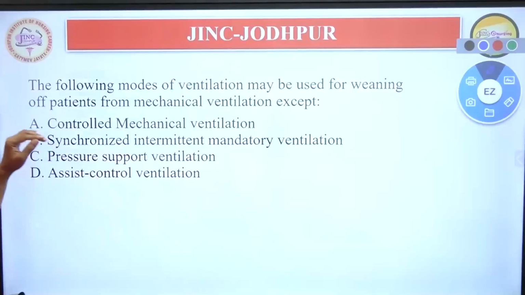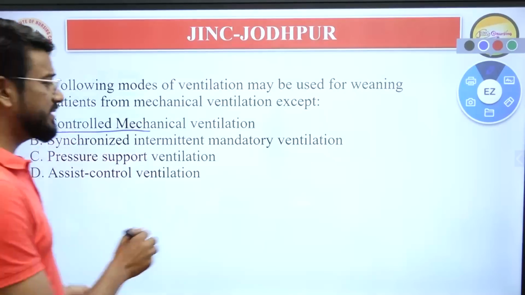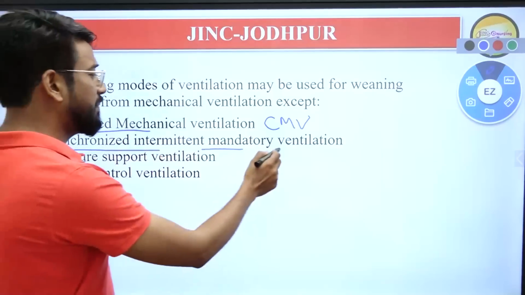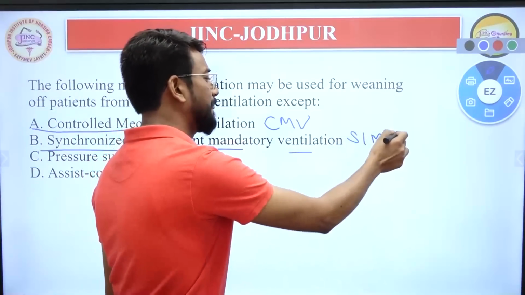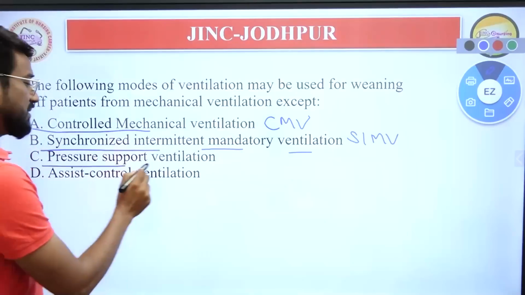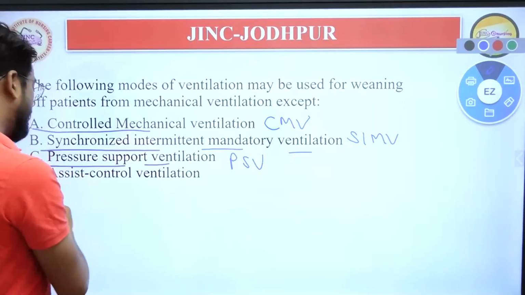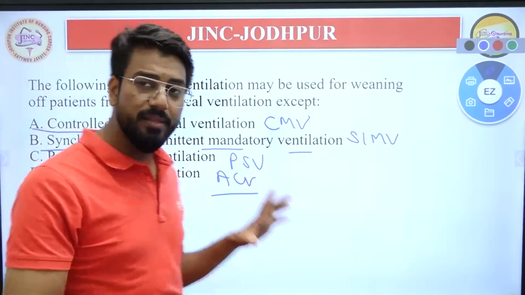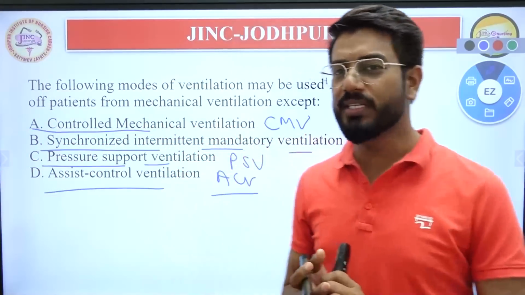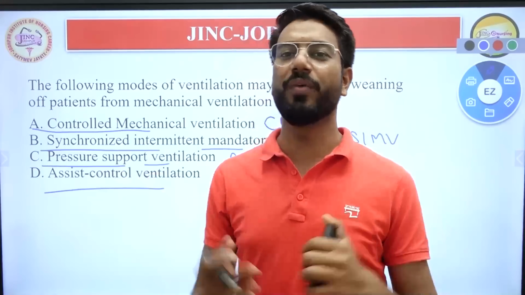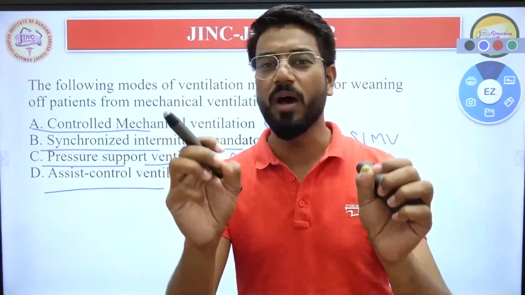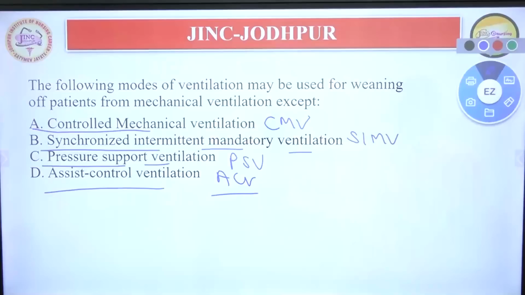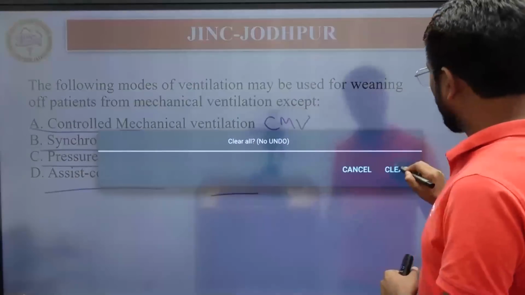So the options are: A, controlled mechanical ventilation, that is CMV. B, synchronized intermittent mandatory ventilation, SIMV. C, pressure support, PSV. And D, assist control ventilation. These are the modes of ventilation given, and the question is asking you which mode is not used for weaning. Which mode we do not use for weaning is what is asked. Let's understand which one it will be.